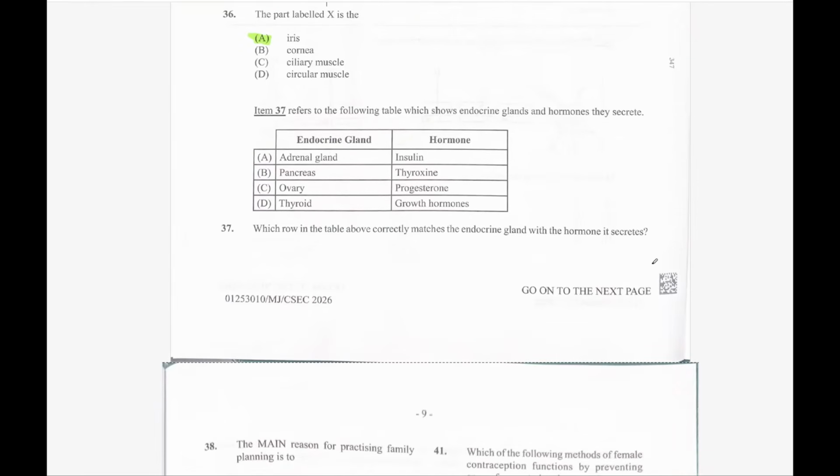Item 37 refers to the following table, which shows endocrine glands and the hormones they secrete. We have the endocrine glands in this column and the hormones in this column. Which row in the table above correctly matches the endocrine gland and the hormone it secretes? The only row that's matching up is the ovary and progesterone. Everything else is incorrectly matched.